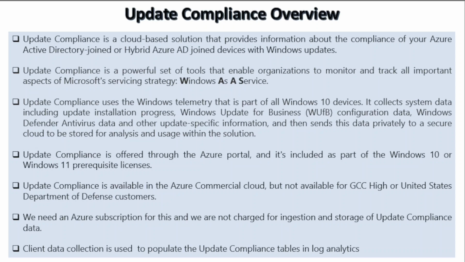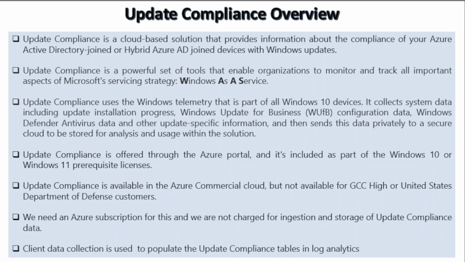Update Compliance is a powerful set of tools that enables organizations to monitor and track all important aspects of Microsoft servicing strategy, Windows as a service. Update Compliance uses the Windows telemetry that is a part of all Windows 10 devices. It collects system data including update installation progress, Windows Update for Business configuration data, Windows Defender antivirus data and other update specific information, and then sends this data privately to a secure cloud to be stored for analysis and use within the solution.